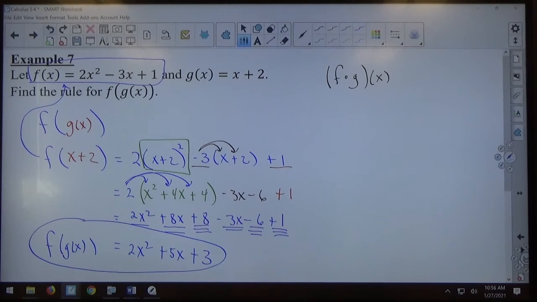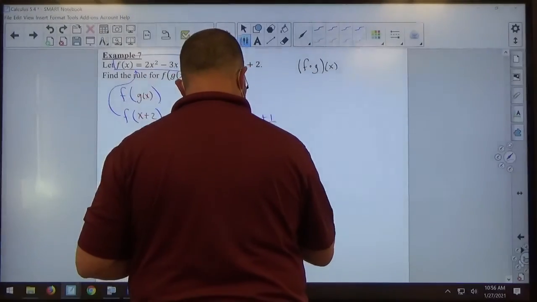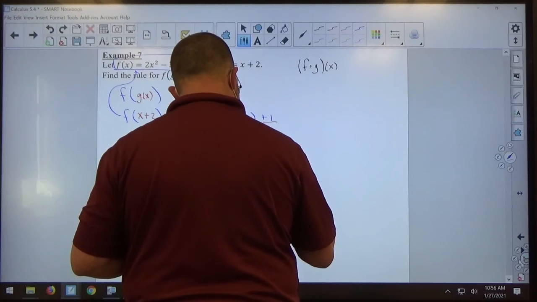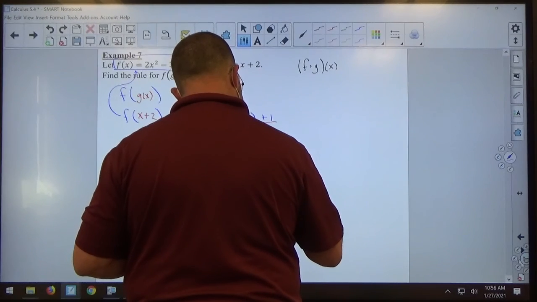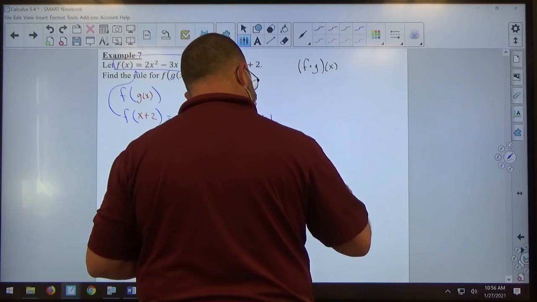Now, let's consider the domain of this thing. Do we see division? Do we see square roots? The two things that cause restrictions aren't happening in this problem, so the domain would be what? All real numbers. So the domain of f of g of x equals the set of all x such that x is an element of the set of real numbers.